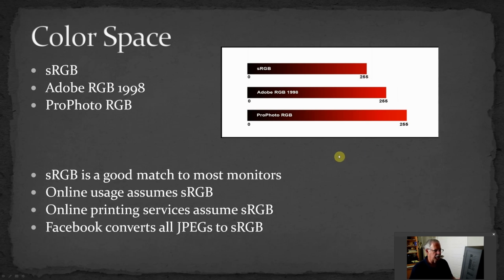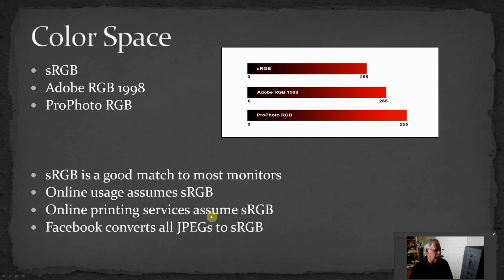sRGB is really a good match for monitors. Online usage usually assumes sRGB if it doesn't know. When you create a JPEG, you have the option of either tagging it with the color space or leaving it untagged. I encourage you to choose the option to tag it with the color space so that any future user knows what color space the values in that JPEG are supposed to be interpreted.